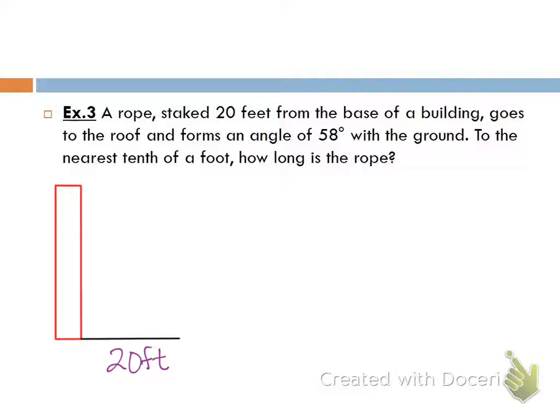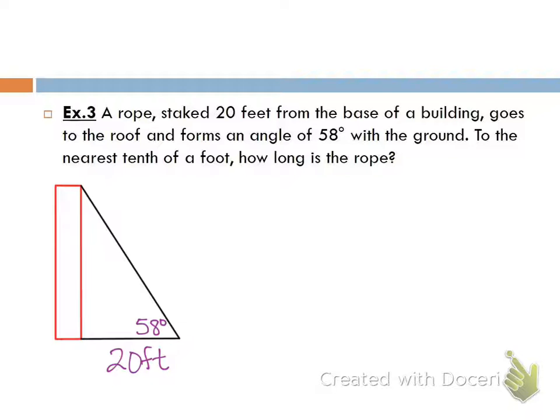It goes to the roof. So my rope goes from where it's staked up to the roof of my building. It forms an angle of 58 degrees with the ground. So rope to the ground is 58 degrees. Questions about how I set up my picture? Okay. To the nearest tenth of a foot, how long is the rope?